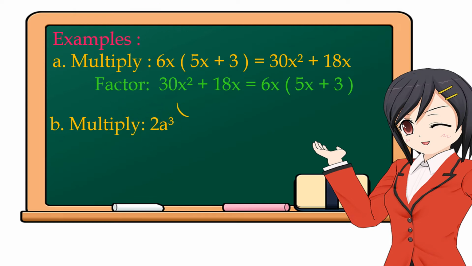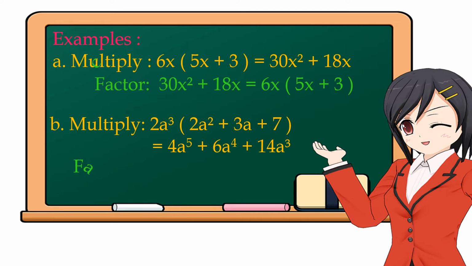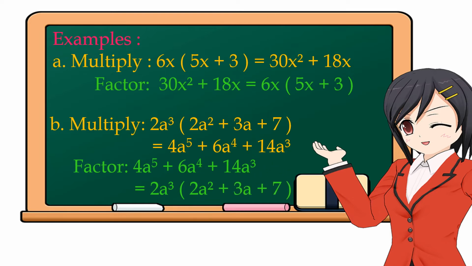When we multiply 2a cubed to the quantity 2a squared plus 3a plus 7, that will give us an answer of 4a raised to 5 plus 6a raised to 4 plus 14a cubed. And then when we get the factor of 4a raised to 5 plus 6a raised to 4 plus 14a raised to 3, it will give us an answer of 2a cubed times the quantity 2a squared plus 3a plus 7.